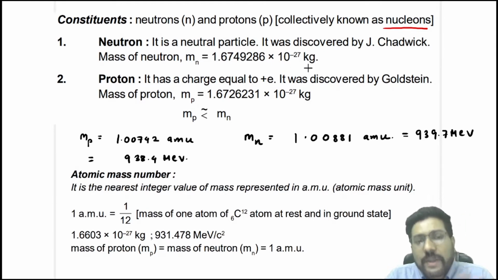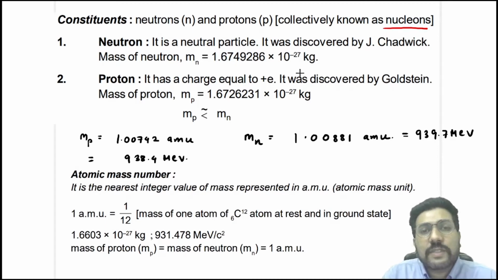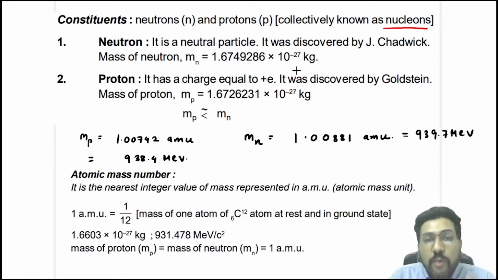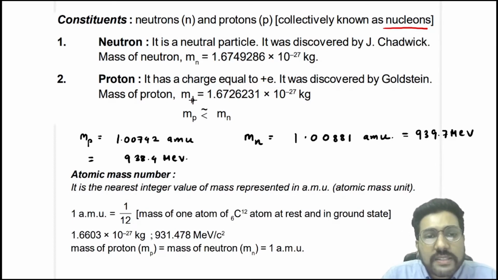Now, this is a very small unit, right? In this chapter, we'll mostly deal with one more unit of mass, and that is the atomic mass unit. Okay. First, what is the mass of the proton? The mass of the proton is 1.6726231 × 10^-27 kg. Now, this proton mass is slightly less than the mass of the neutron.